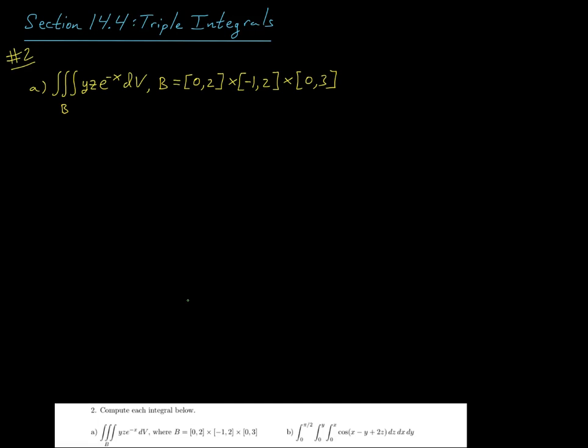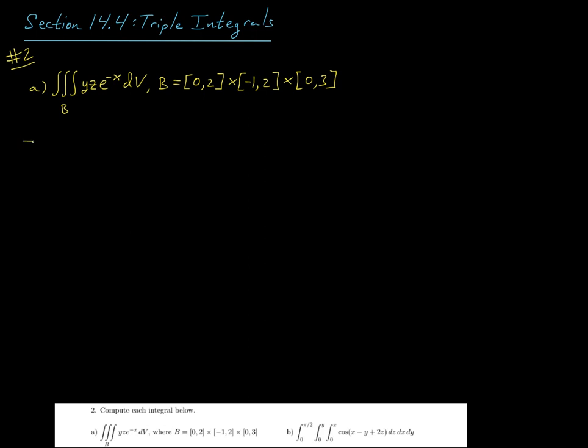All right, question 2 says to compute each integral below, and part A, we're looking at the integral of the function yz e to the negative x over the solid box as x runs from 0 to 2, y from -1 to 2, and z from 0 to 3.